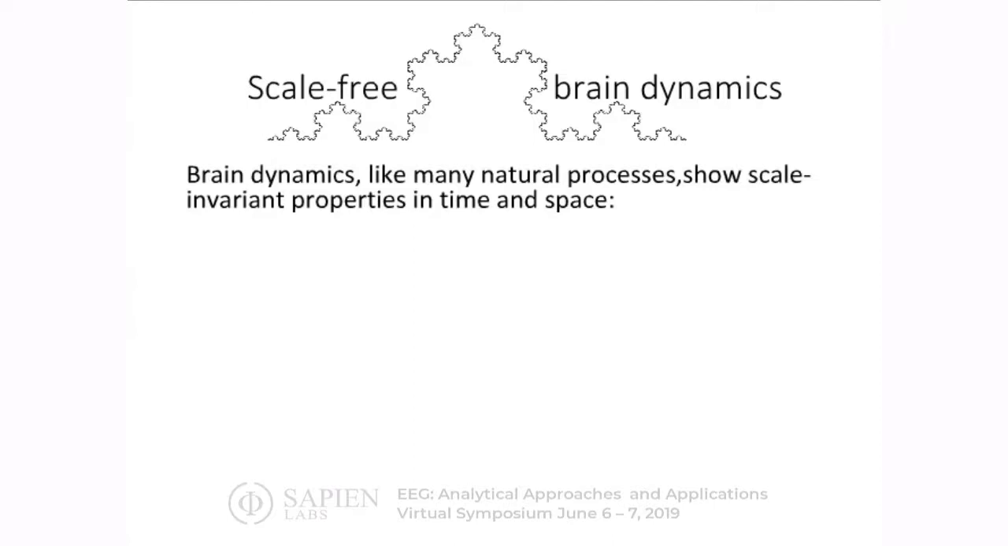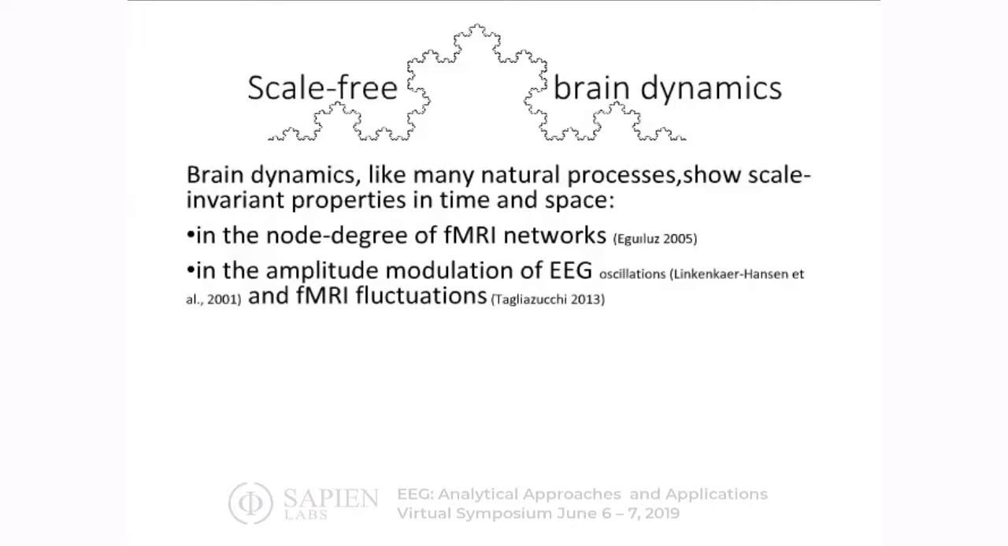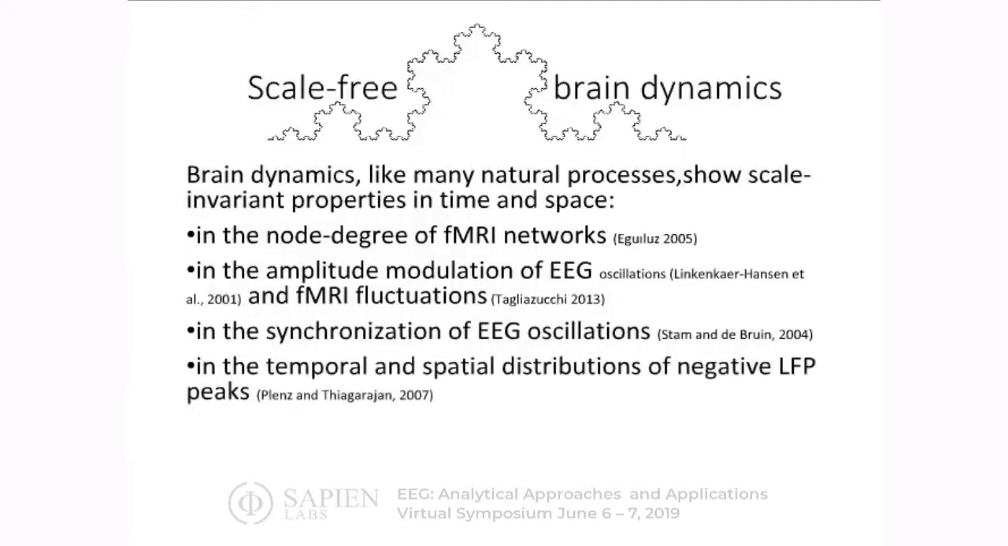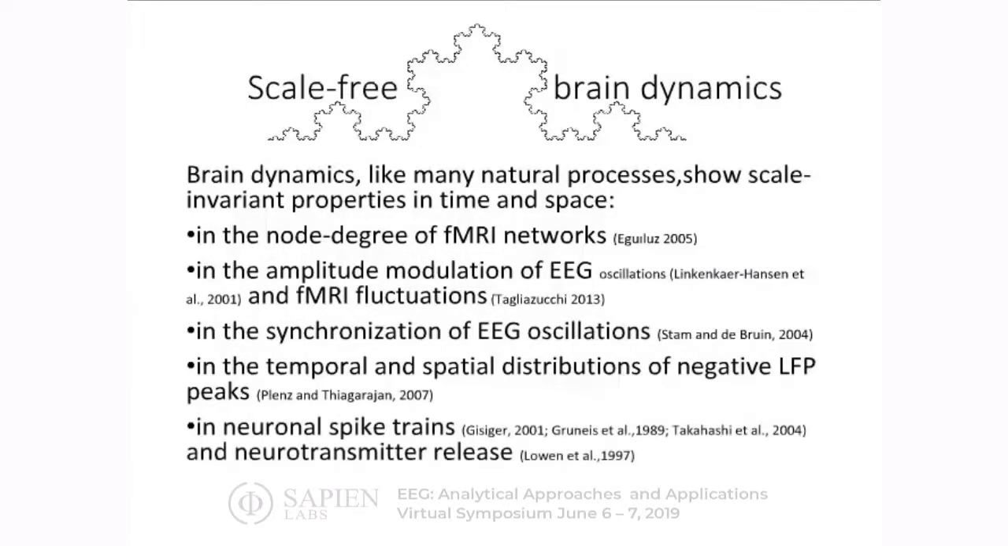I'm just going to give you some examples of how brain dynamics have been shown to have scale-free properties. For instance, in the node degree of fMRI networks, in the amplitude modulation of EEG and fMRI fluctuations, in how oscillations synchronize, the periods are scale-free distributed, and in the temporal and spatial distribution of LFP peaks. Also at lower scales there have been scale-free properties in neural spike trains and neurotransmitter release, and many others.